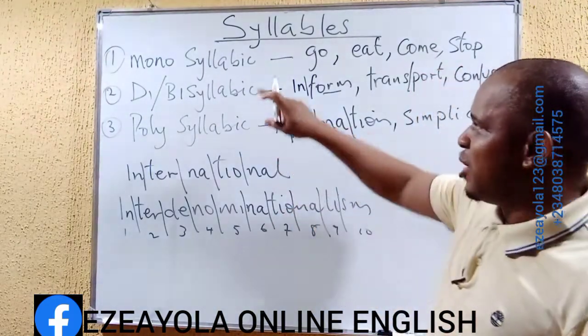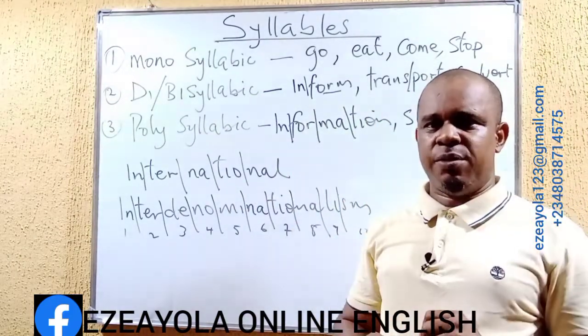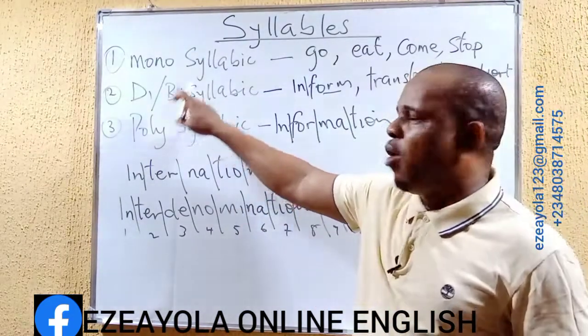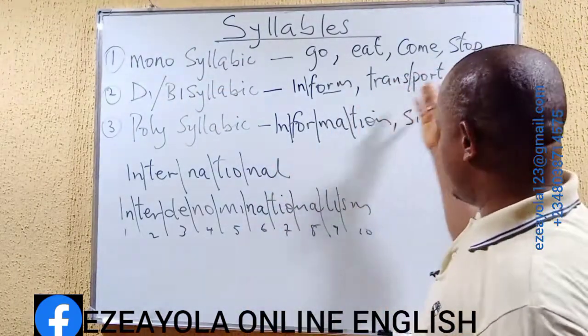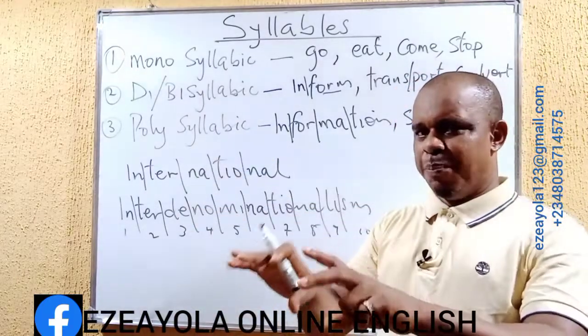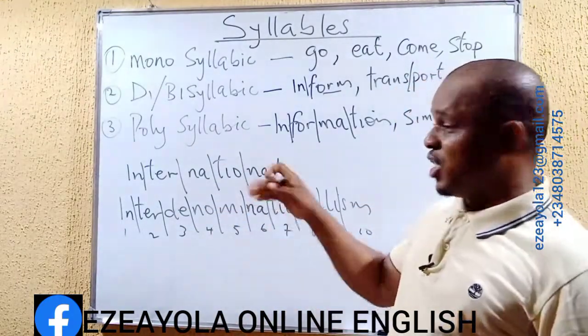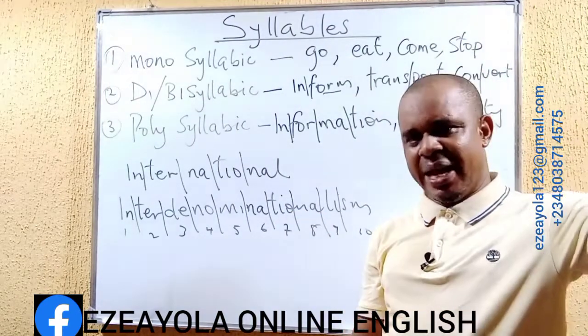They are polysyllabic. Let's come back to mono. Mono involves words that have single syllables. And then di or bisyllabic words, they have two. Just two. I've given you examples, you've seen them. And finally, we have the polysyllabic words. These are words that have between 3 syllables and above.